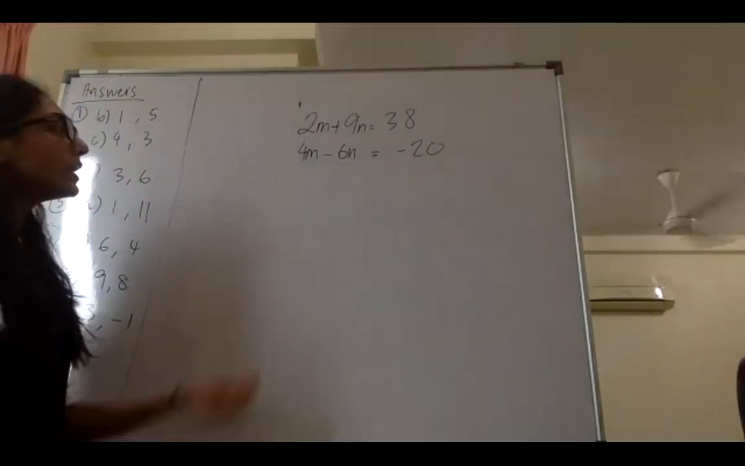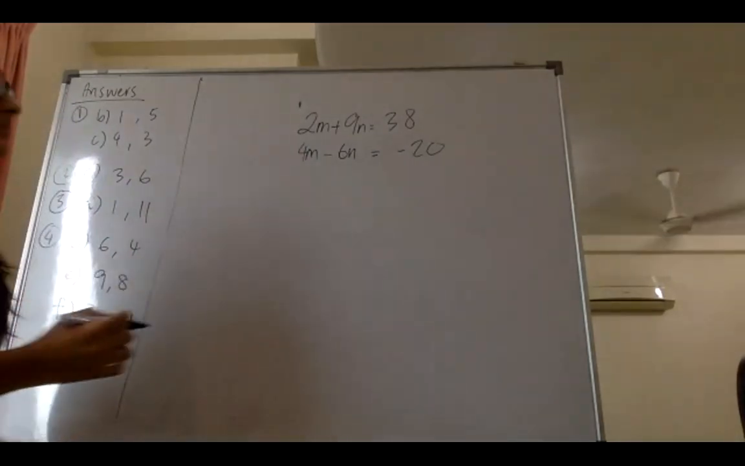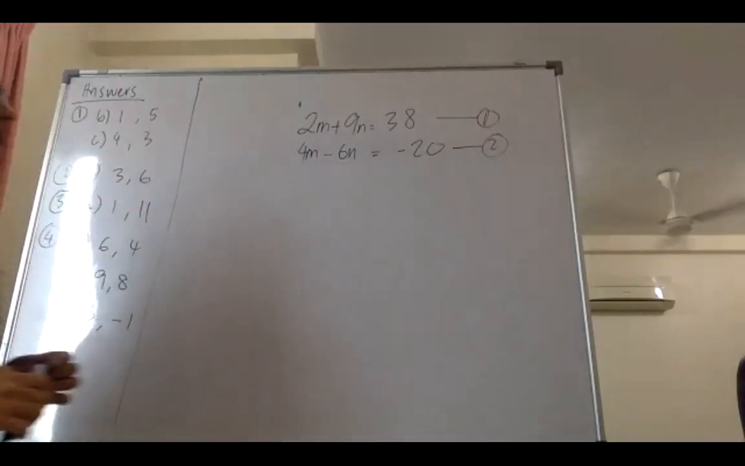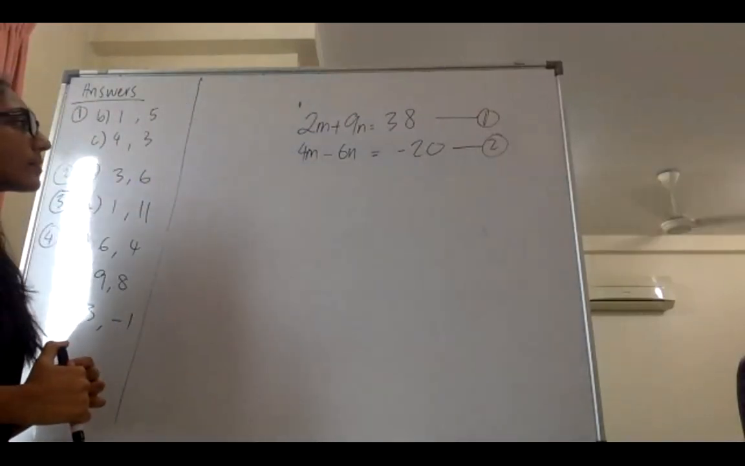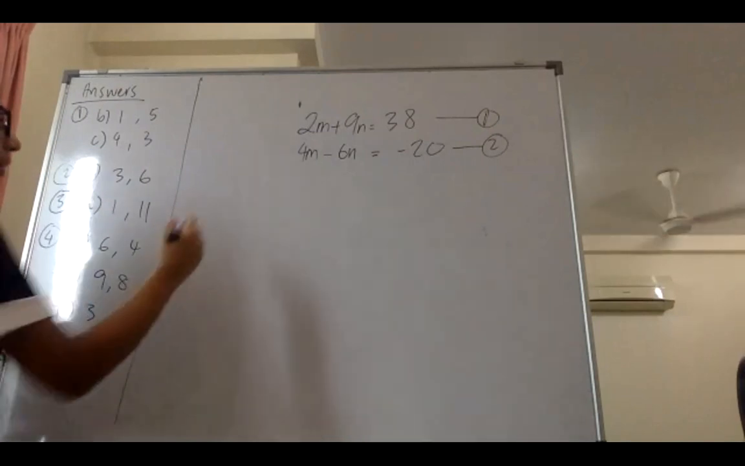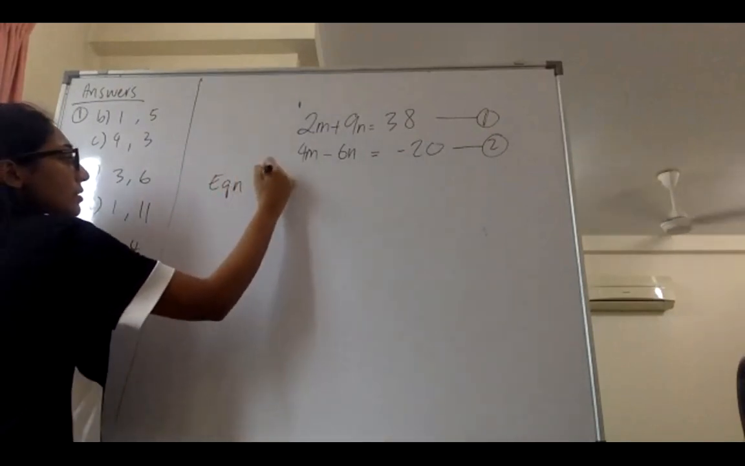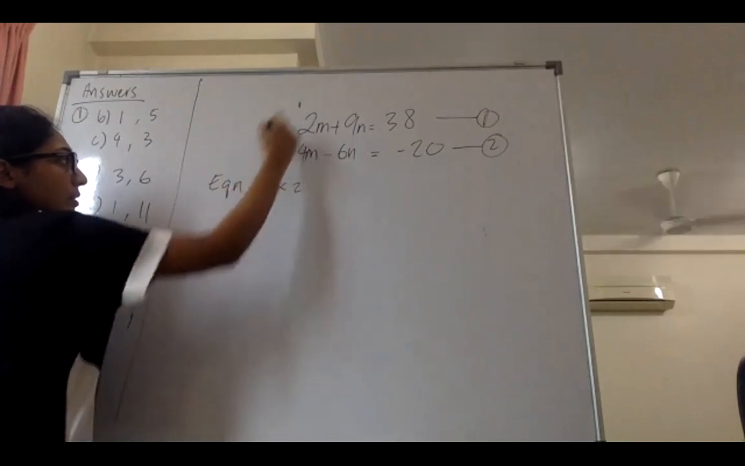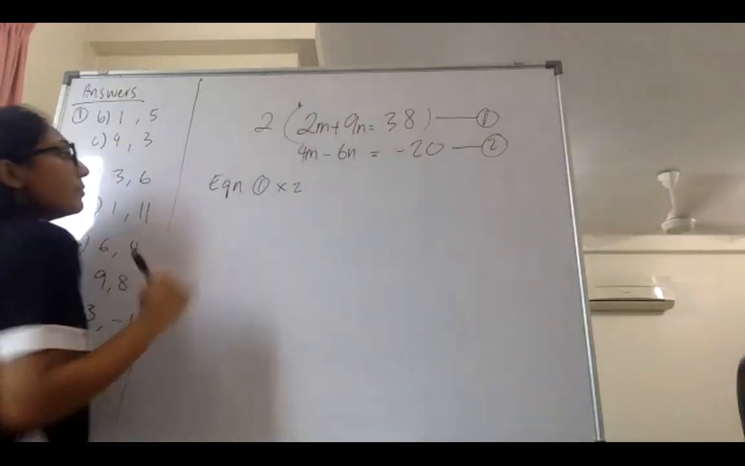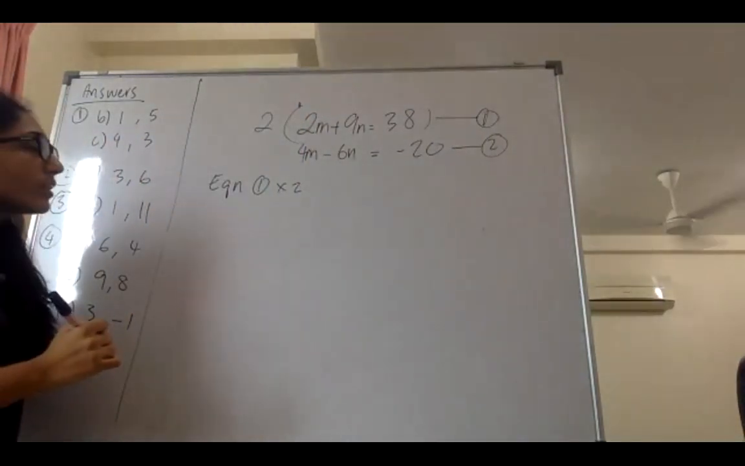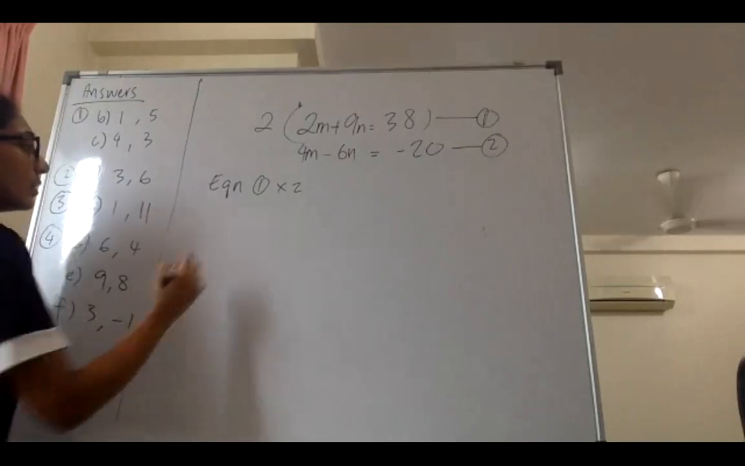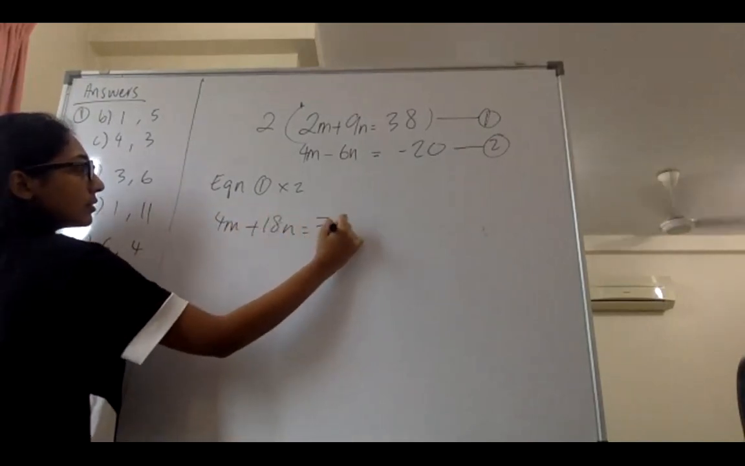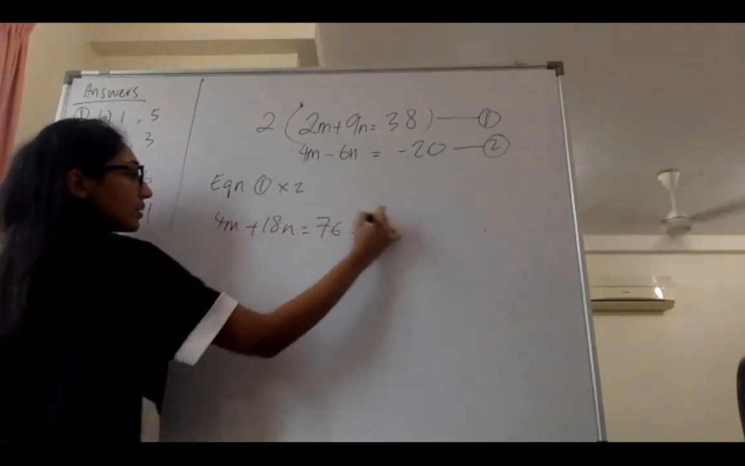Okay, then I solve like normal. So in this case, what shall I do? We can take the first equation and times it by 2. Okay, so equation 1, I times it by 2. What will equation 1 become? 4m plus 18n equals 76. Okay, so this is now equation 3.